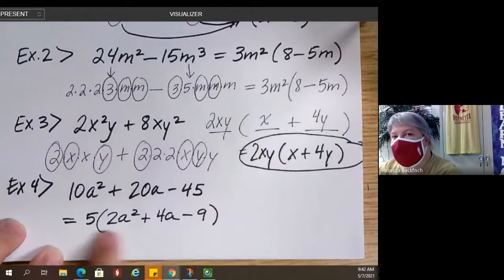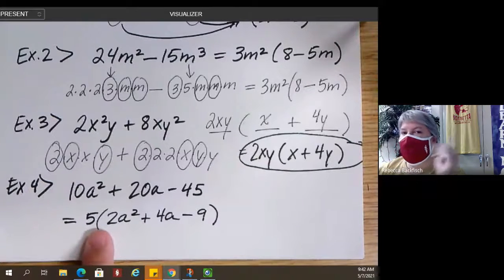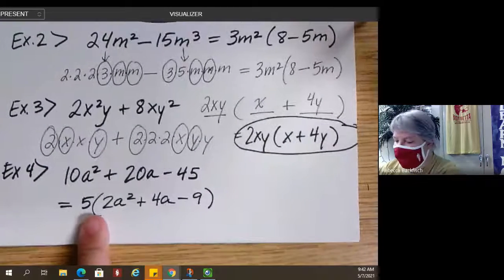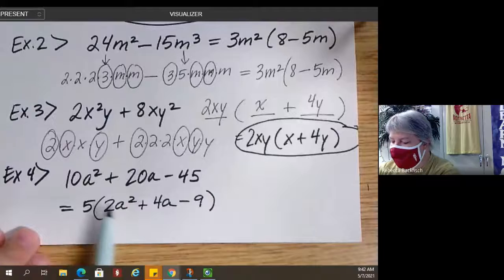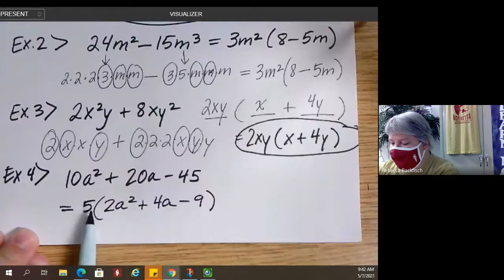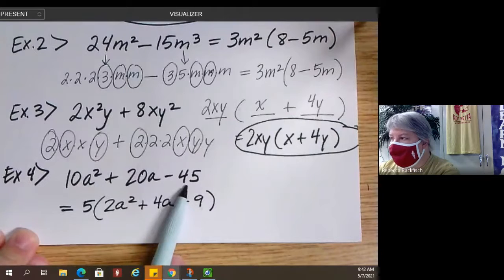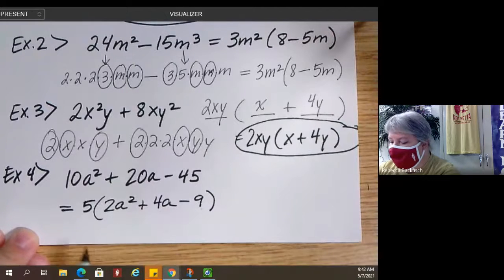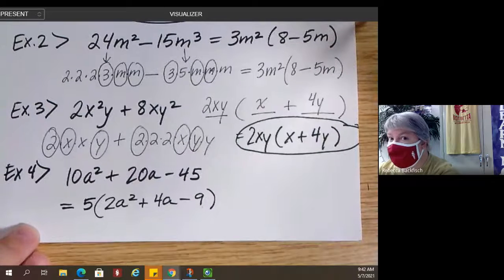Remember that whatever you get here, you can check yourself by thinking of distribution. What would happen if I distributed this? This times this needs to equal that. This times this needs to equal that. And this times this needs to equal that. 5 times 2a squared is 10a squared. 5 times 4a is 20a. 5 times 9 is 45. And the signs need to make sense too.